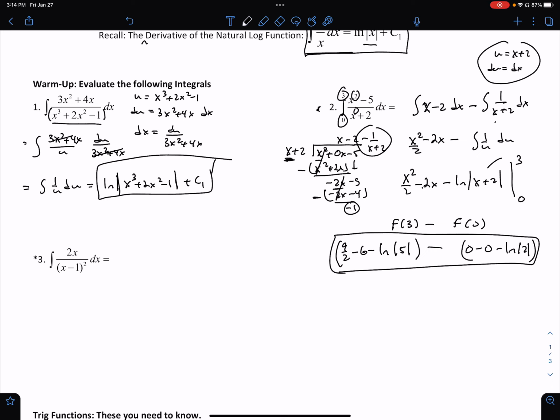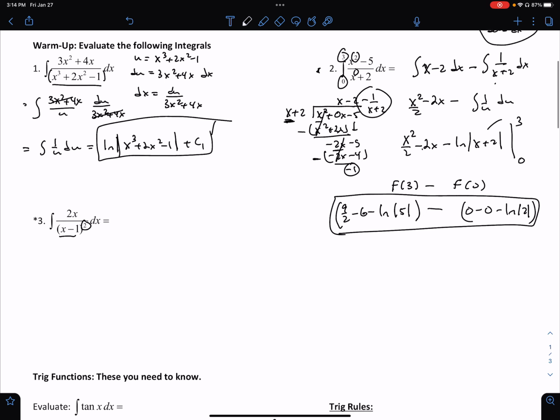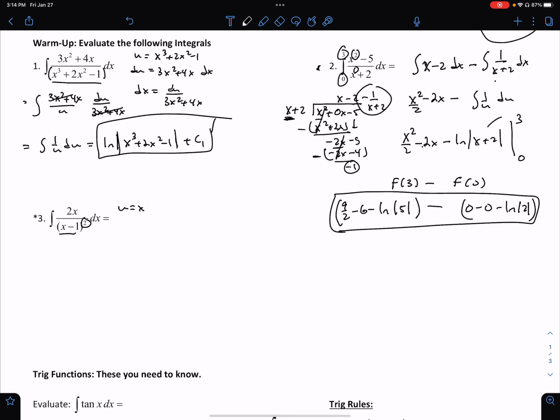The next one, let's take a look here. Now, I'm thinking u substitution because I got this little power here, so I'm going to do that. So we would get u equals x minus 1, du is dx, which is good. But when I write it, notice we get this 2x over u squared du.